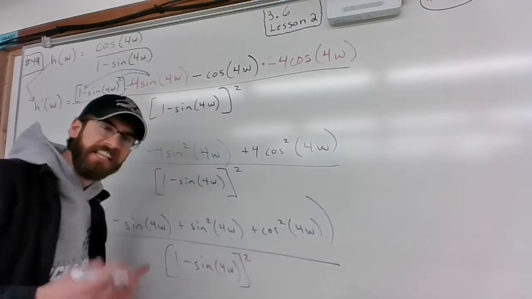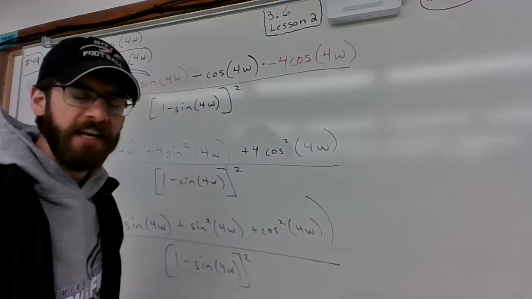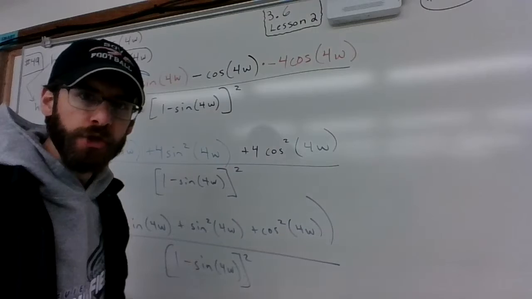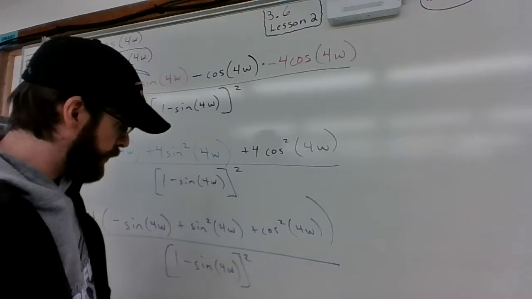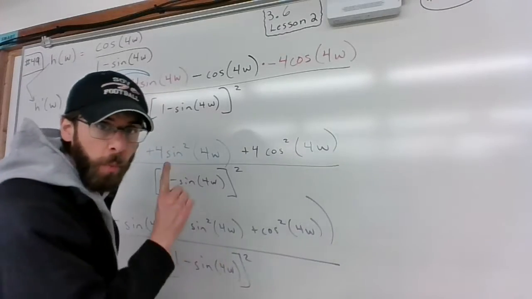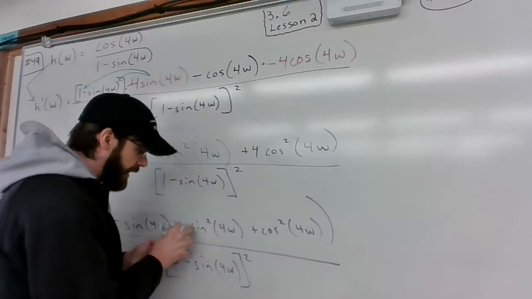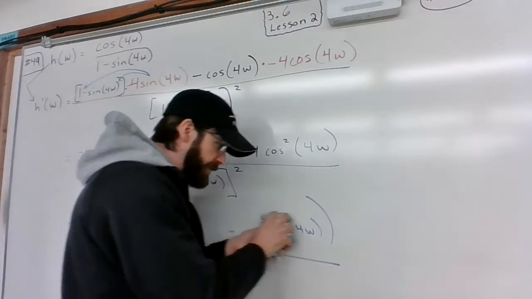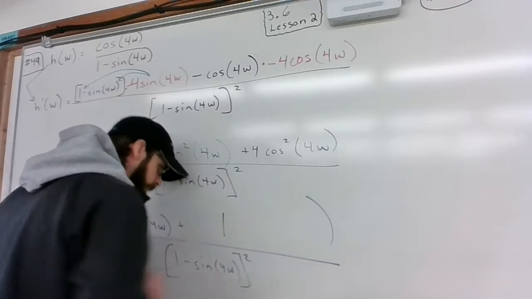I think that's a significant enough simplification that you should do that. Because sine squared plus cosine squared, this entire quantity right here can be replaced with 1. And I'm just going to do that right now. So this entire quantity, sine squared plus cosine squared, is the same as 1.